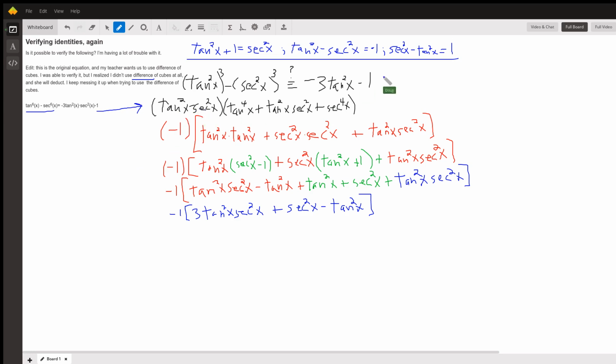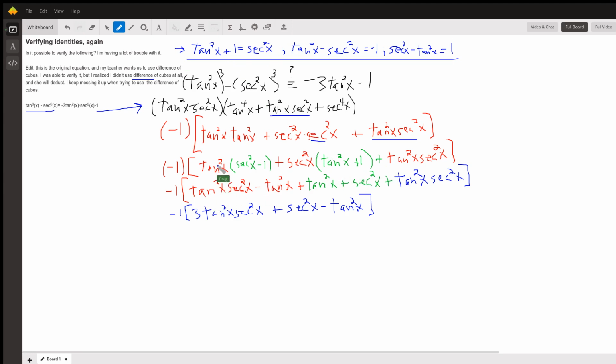Tangent squared minus secant squared is -1. So that's what I replaced here. I rewrote tangent fourth as tangent squared times tangent squared, and secant fourth as secant squared times secant squared, and I still have this sitting out here. And now I'm going to replace tangent squared with secant squared minus 1, which comes from right here. And I'm going to replace this secant squared with tangent squared plus 1.